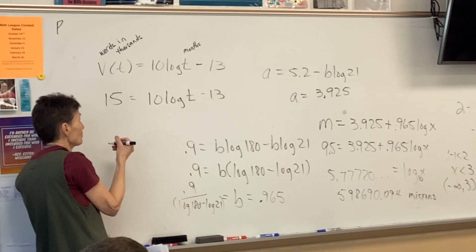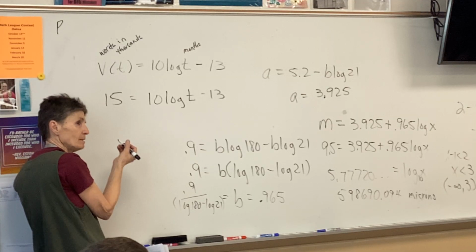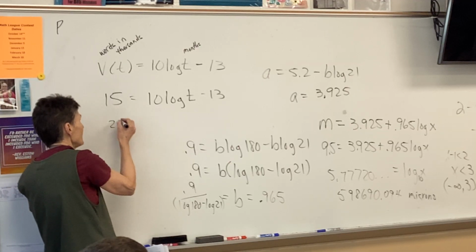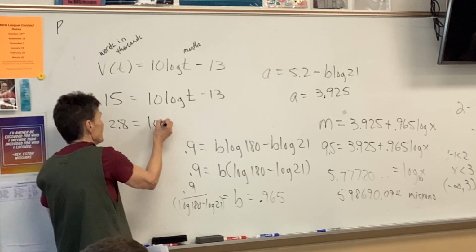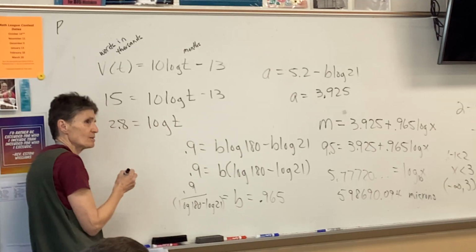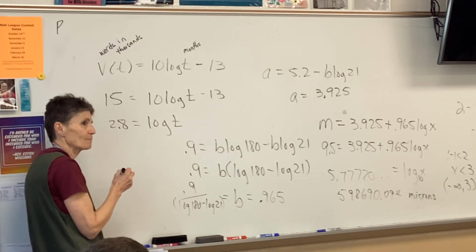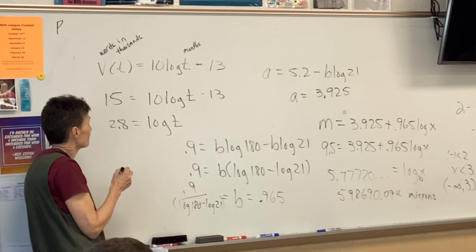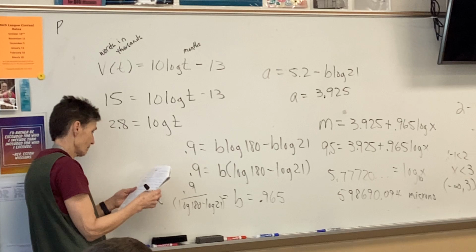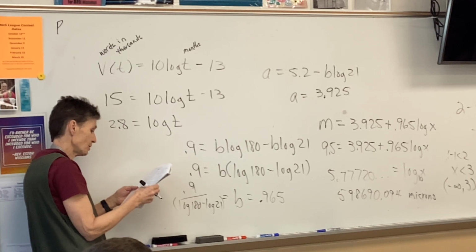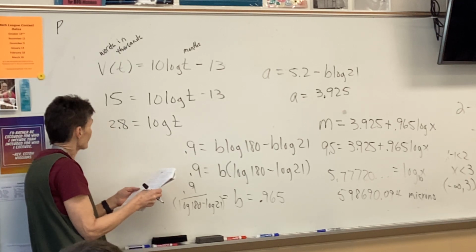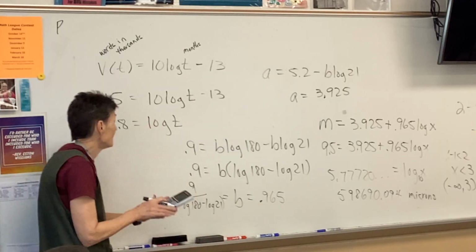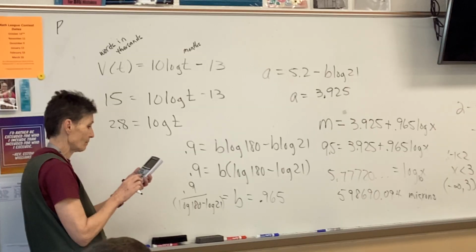So I'll add 13 and divide by 10. So if I add 13, I get 28, divide by 10, so 2.8 equals log T. Does that make sense to you, Charlie? Oh, I just forgot to put the 10 out front. That's where I went wrong. Oh, of the equation? Yeah. Okay. So then it's back to where we were a minute ago, so we're gonna take 10 to the 2.8.